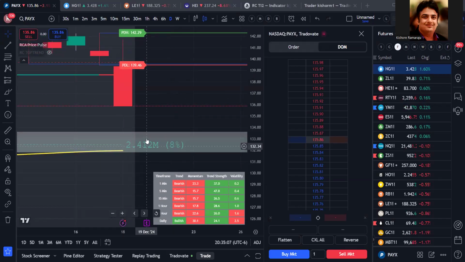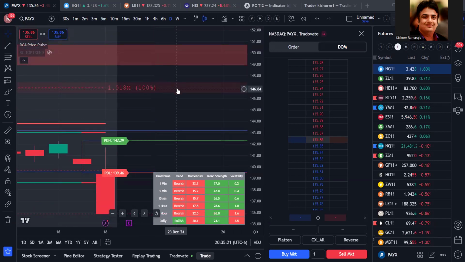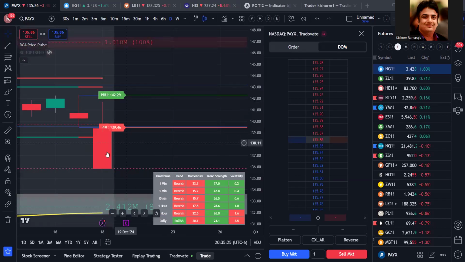PX is looking bullish. It is at 135 now. If it comes to 132, 133, there is a huge 2.4 million buy block. So if it touches this, then it can bounce back and go all the way to 145, 146. So PX is looking bullish for tomorrow's earnings.